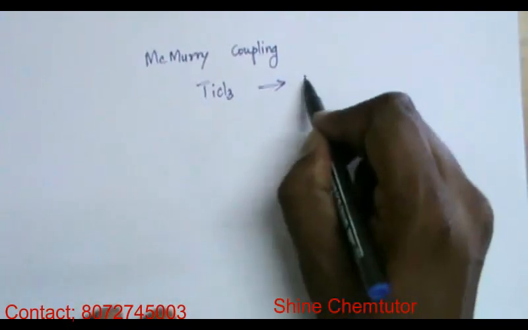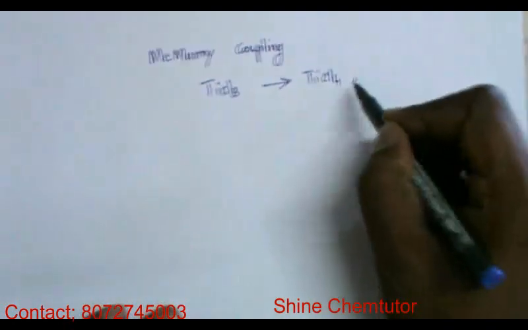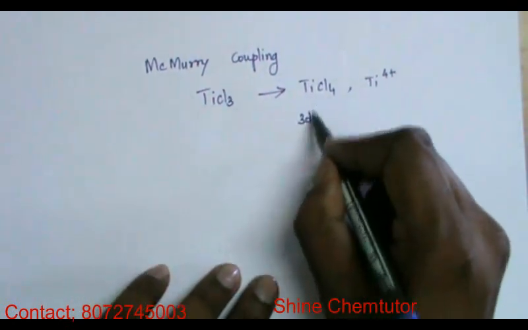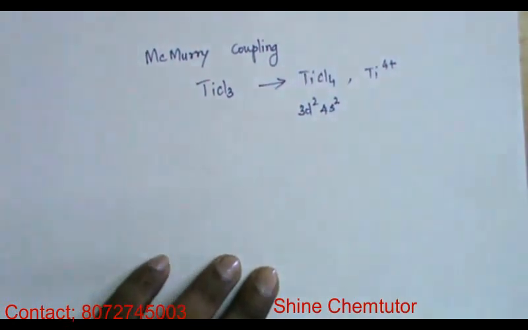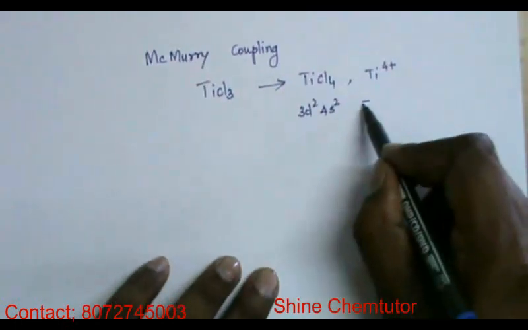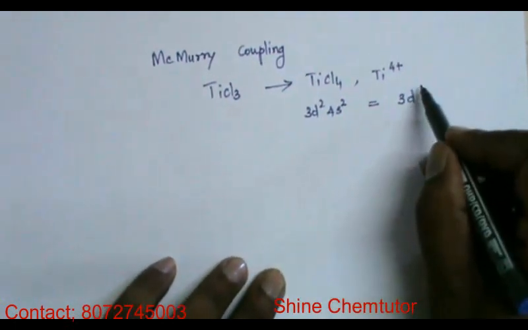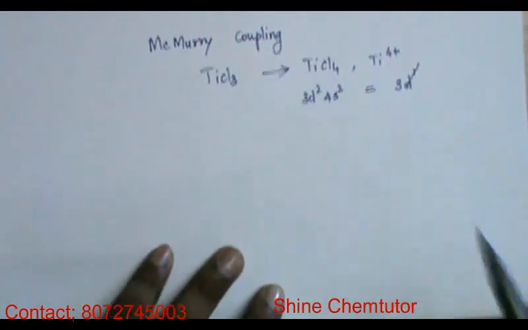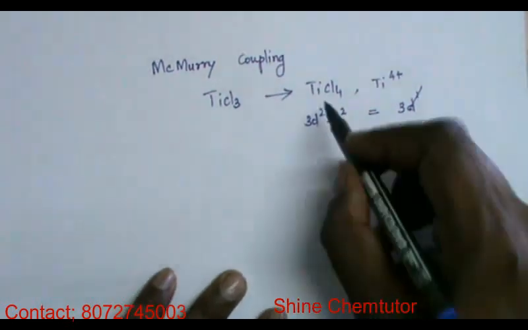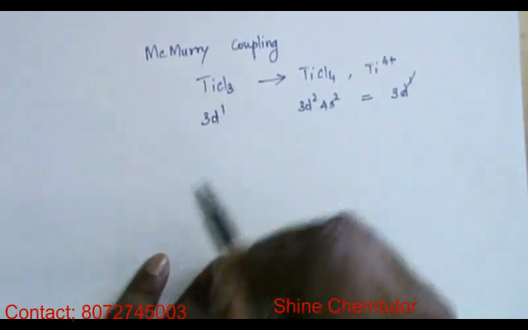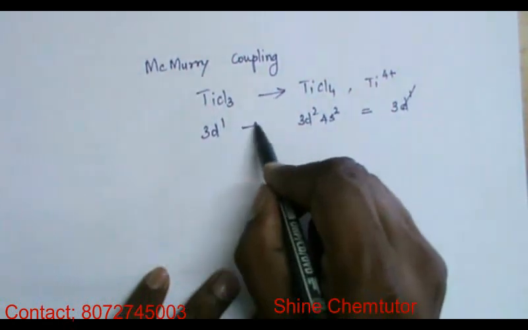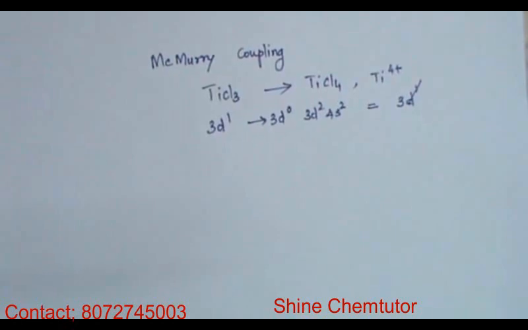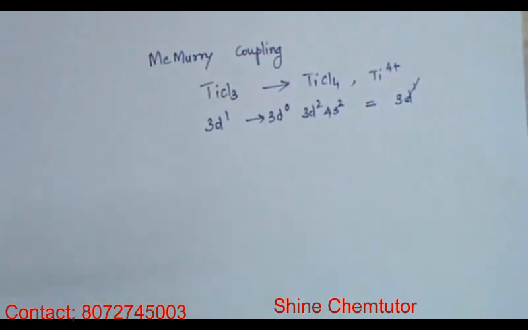Titanium prefers to exist as titanium tetrachloride, or titanium 4+. The electronic configuration is 3d2 4s2. If I remove 3 electrons, then the electronic configuration will be 3d1. That is not stable. By losing this, it will become more stable. So for titanium 3, it is 3d1, but for titanium 4, it is 3d0. It tries to lose the electron, so it can act as a source of single electron.